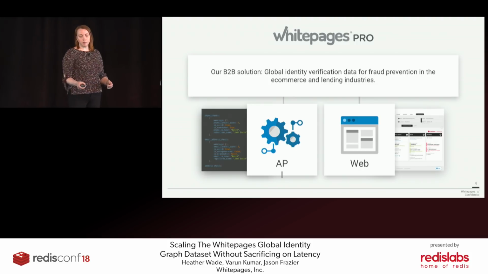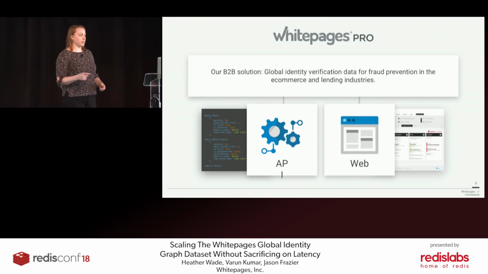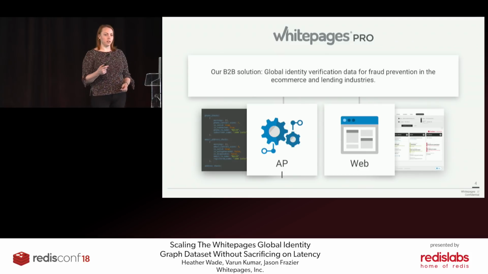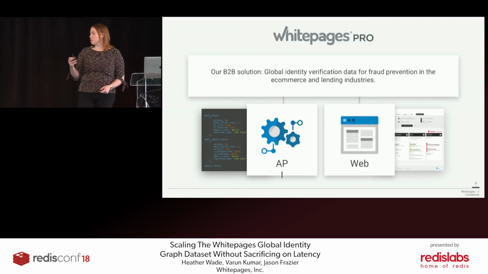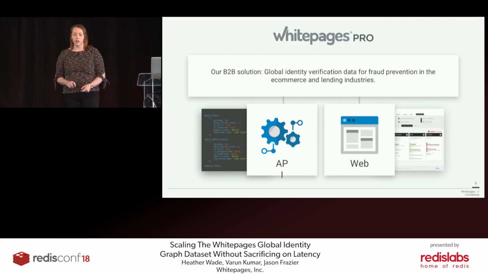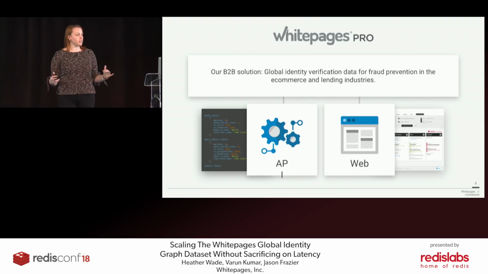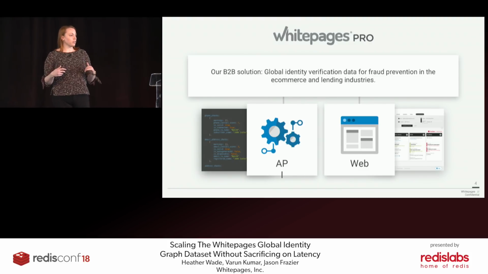So again, I'll talk a little bit more about the Whitepages Pro use case because I think it motivates a little bit our need for a solution like Redis on Flash. Whitepages Pro is basically using our identity graph data set to serve identity verification and fraud prevention use cases for enterprise customers.